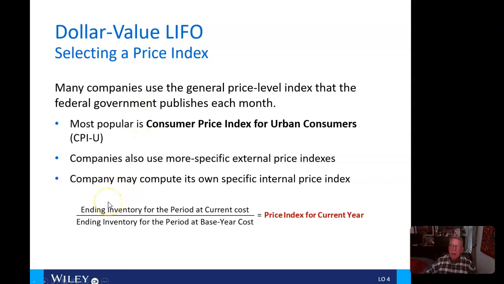In any event, the company may compute its own specific internal price index by taking inventory at current cost versus ending inventory at base cost. And that'll give you your price index for the current year.